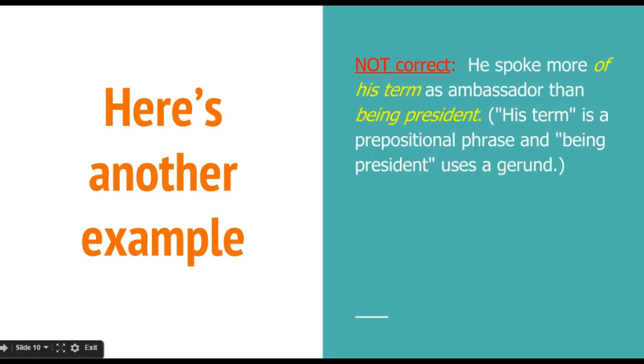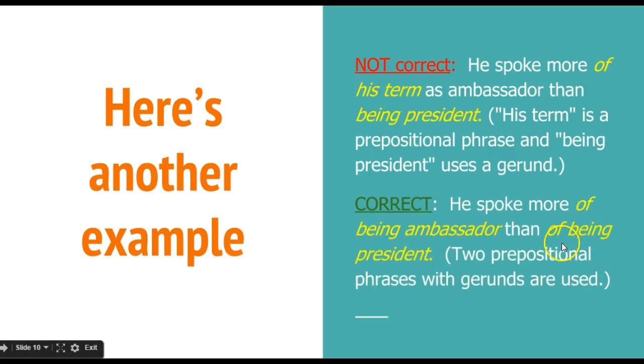Take a look at another one. This sentence is not correct. He spoke more of his term as an ambassador than being president. We've got a prepositional phrase here, of his term, and then we've got being president. Those don't match. You've got a list, there's no balance because they're not the same.